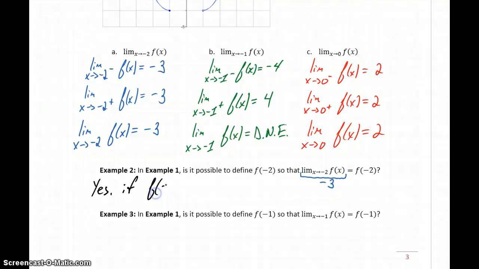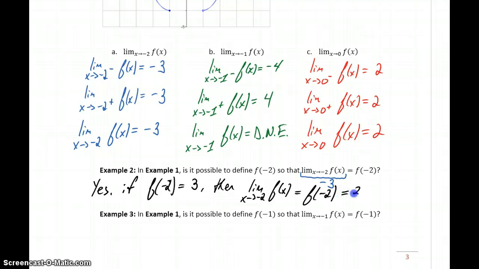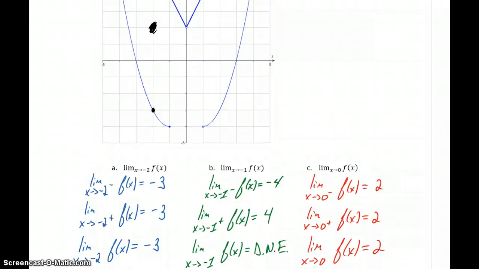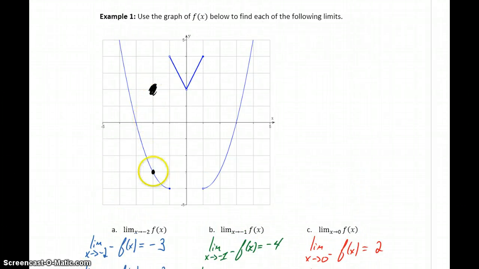If f of -2 were equal to -3, so we're changing this about the original function, then the limit as x approaches -2 of our function, which is -3, would be exactly the same thing as f of -2, which would be equal to -3. So if we were to change something about our graph as it was initially given to us, then we could make those two values equal to each other.